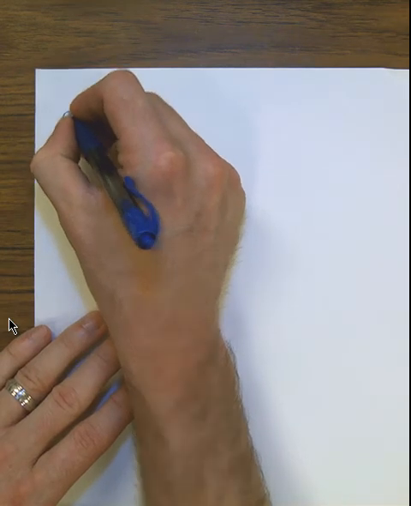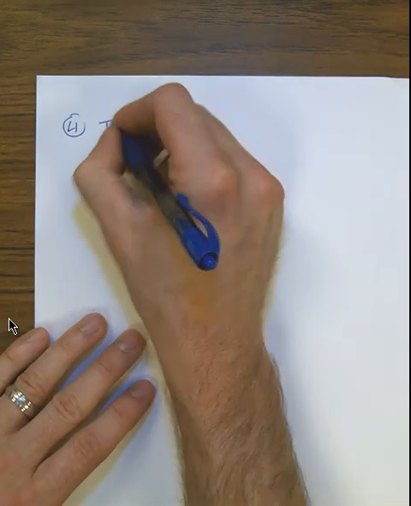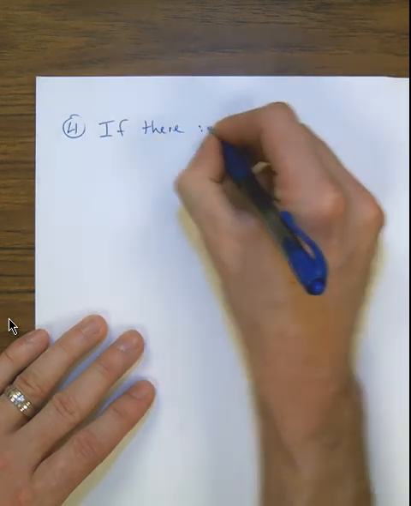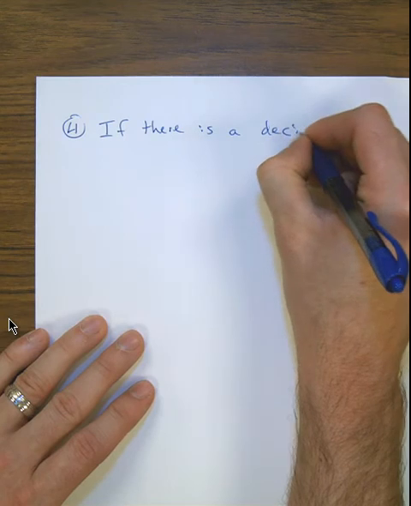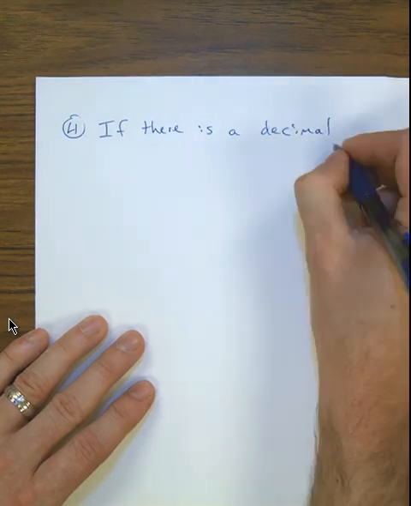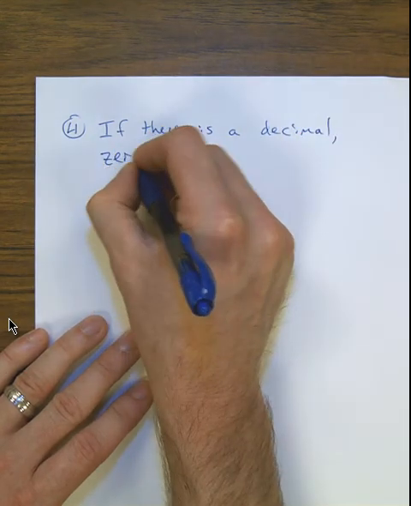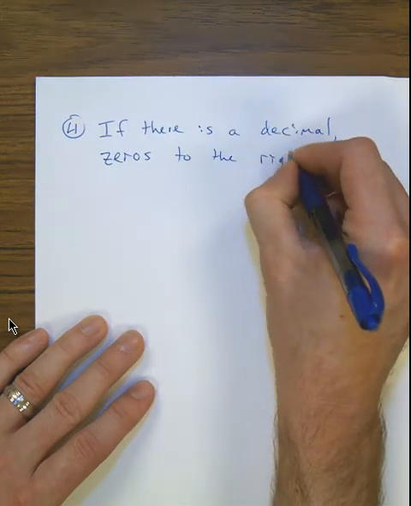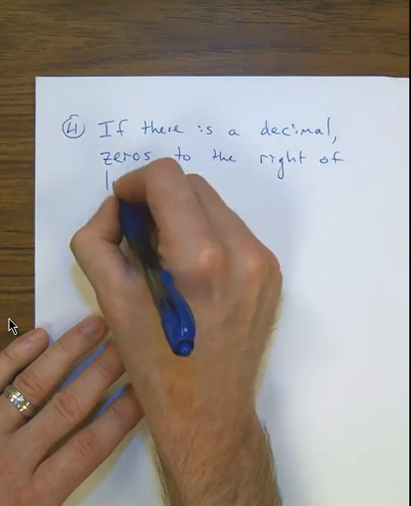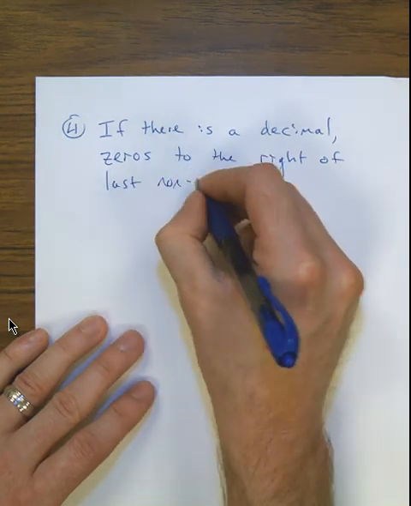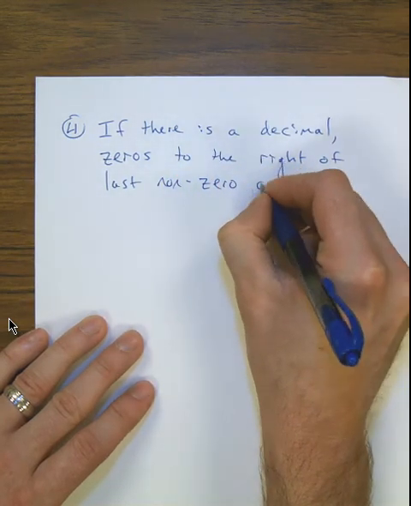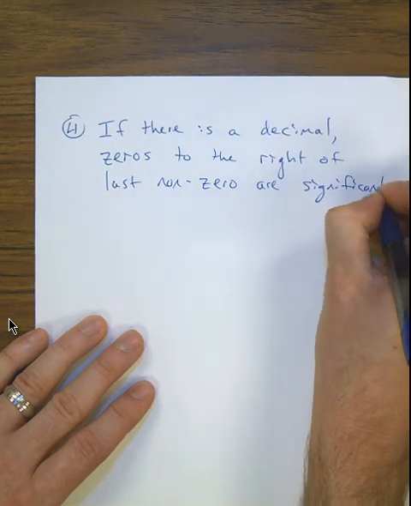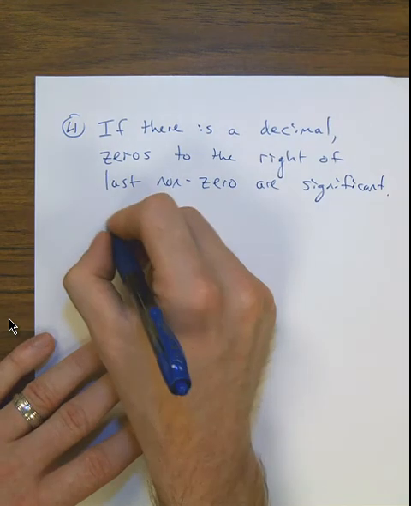That follows our rules quite clearly. Rule 4 provides an exception for when zeros can count when there's a decimal. So I'm going to write rule 4 up here, and this is the most important part. If there is a decimal, and this only works if there's a decimal, zeros to the right of the last non-zero are significant. I'll give you some examples of this.